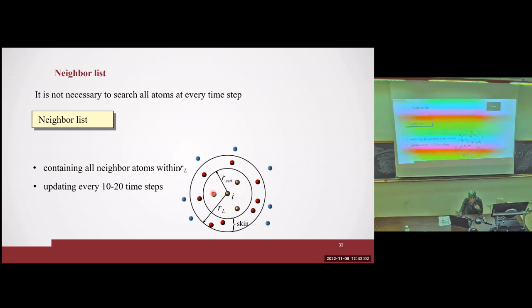Because sometimes, you know, the atoms don't move so much. For example, we have a solid, we do not have a high temperature, so they don't move so fast. You build a neighbor list, and then you just check if the atoms come into the cutoff radius or not. And then, for example, every 10 to 20 time steps, you just update this neighbor list. Okay, this is something that you will hopefully see in the LAMMPS script, that you can modify this neighbor list.